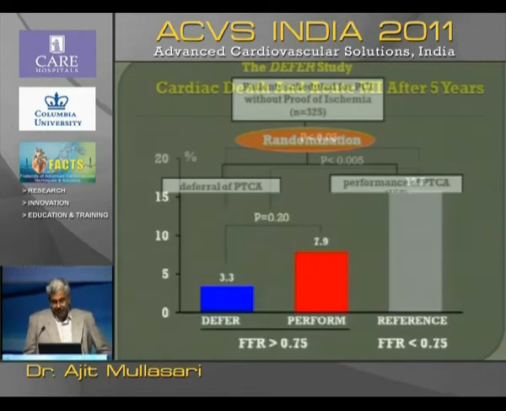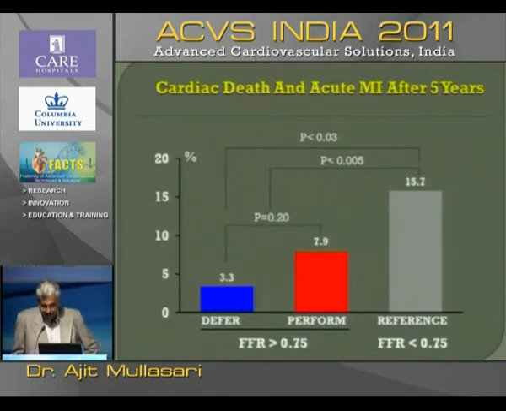And what is interesting is that if you deferred PCI, the cardiac death and acute MI after 5 years, if your FFR was more than 0.75, the event rate was only 3.3%. You performed PTCA and your event rate was 7.9%. The P-value is 0.2, but if you had a larger number, I'm sure that this would have been significant. And most importantly, in the reference group, the event rate was about 15.7%. So clearly, by deferring the PCI, you definitely did no harm to these patients and maybe some good in these patients.